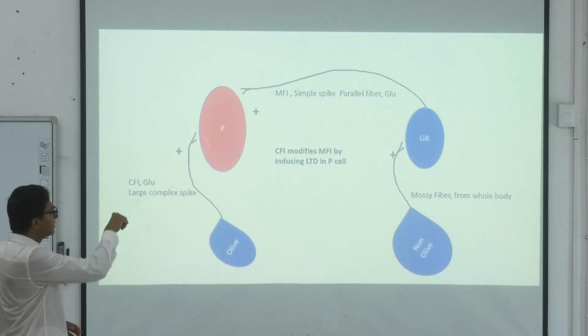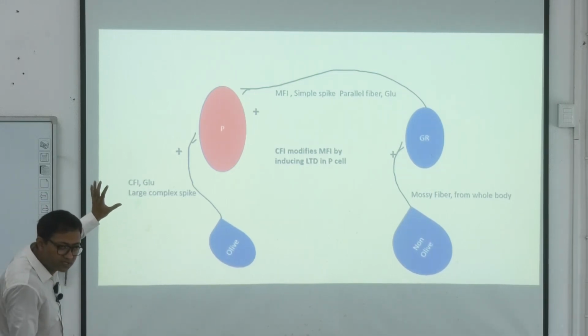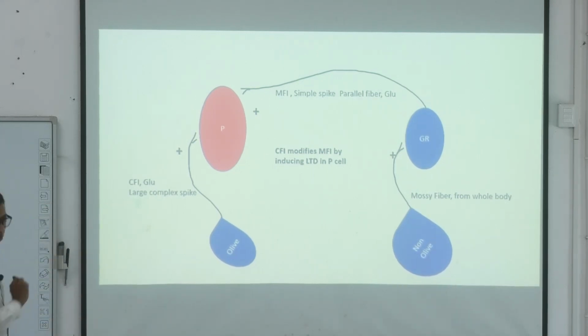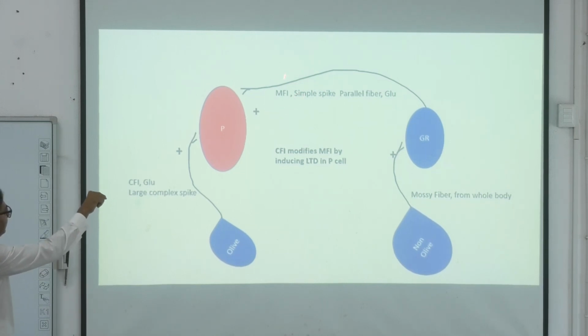So the major cell responsible for learning is the Purkinje cell, the biggest cell in the cerebellum, and it is getting two inputs. One is MFI, mossy fiber input, and another is CFI, climbing fiber input, right? In both cases, the neurotransmitter is glutamate. Here is glutamate, here is glutamate. So your Purkinje cell is receiving CFI and MFI, and the function of CFI is to modify MFI by inducing long-term depression in the Purkinje cells.